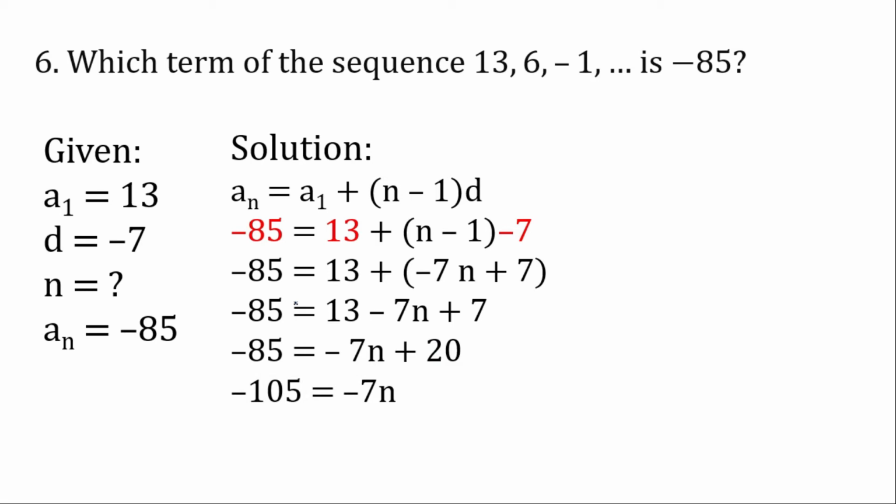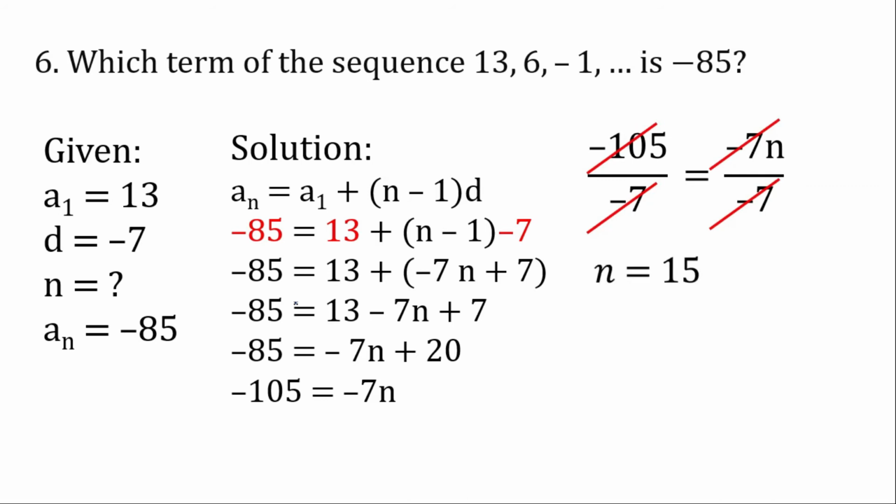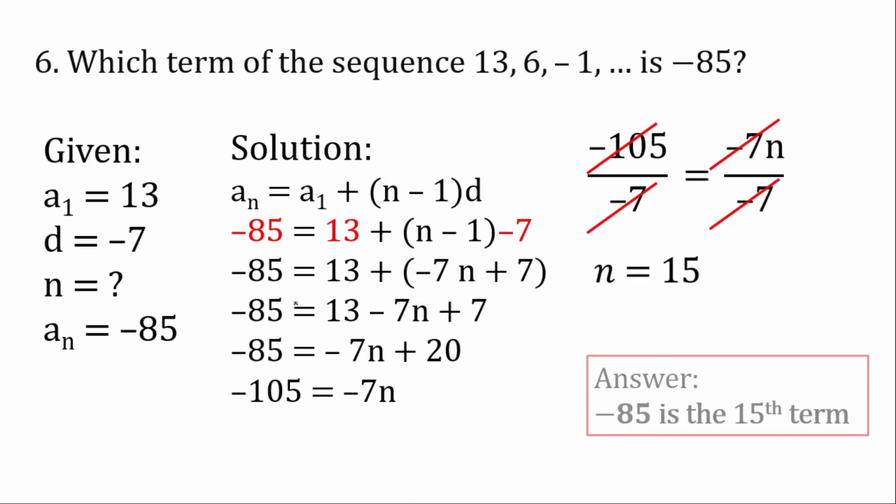Now negative 105 is equal to negative 7n. We only want the value of n. So let's isolate n by dividing both sides by negative 7. So negative 105 divided by negative 7 is equal to 15. So n is equal to 15. So for our answer, negative 85 is the 15th term.